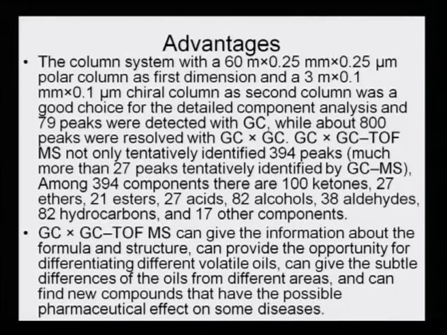Advantages: the column system with 60 meters length, 0.25 mm diameter and 0.25 micrometer coating as first dimension was used, and in the second one the parameters were slightly altered, and that showed that it tentatively identified 394 peaks. Among 394 components, there are 100 ketones, 27 ethers, 21 esters, 27 acids, 82 alcohols, 38 aldehydes and 82 hydrocarbons. So, you see there is a huge variety of compounds that are present and that have been identified through this.